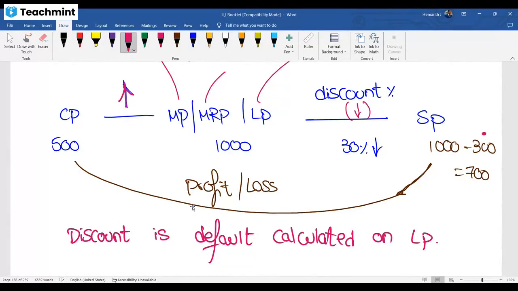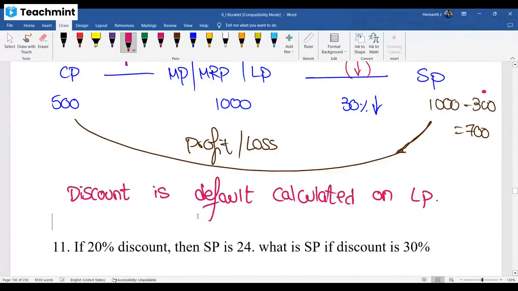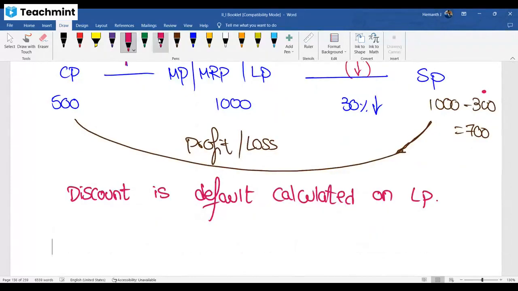Right. Now, profit means SP minus CP, right? Loss means CP minus SP. Then what is discount? In the same way discount also should have a formula, right? What is discount then? Discount is equal to LP minus SP. Here discount is 300, right? That is, labeled price 1000, selling price 700.